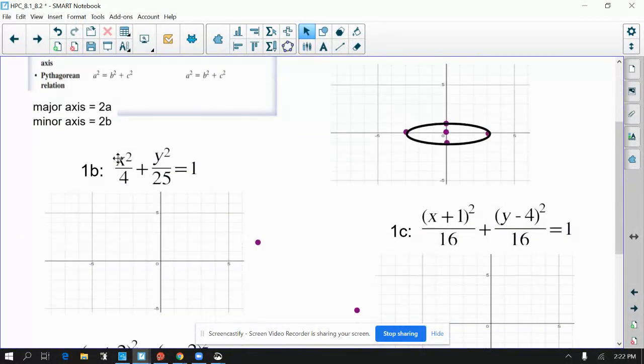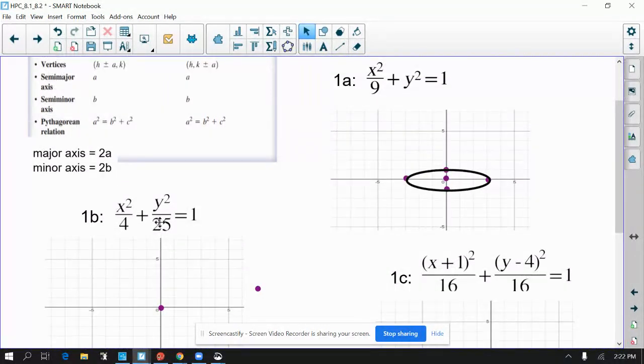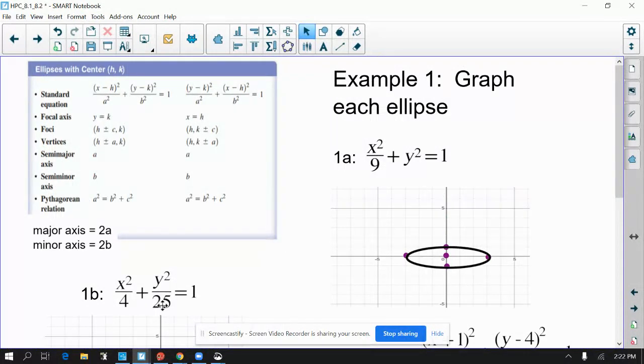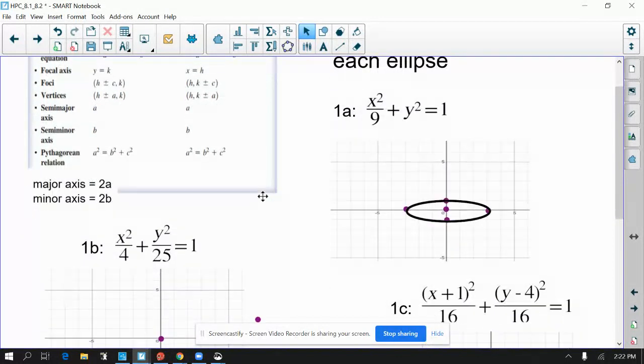There's a lot here. So again, this one is centered at 0, 0, so we put an ordered pair at 0, 0. Underneath x squared is 4 and underneath y squared is 25. A is always bigger, so A squared is 25, and that's underneath the y. So this is a vertical one. Since A squared is 25, A is 5.